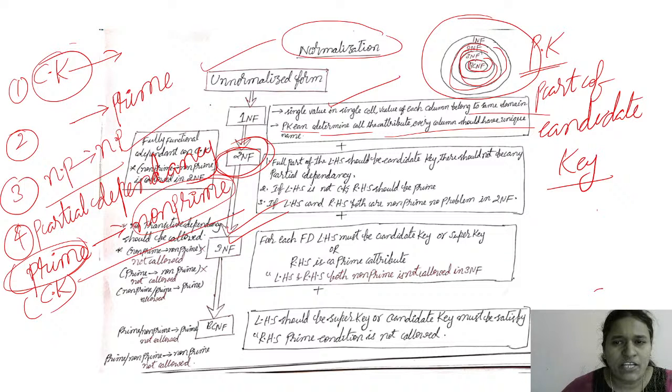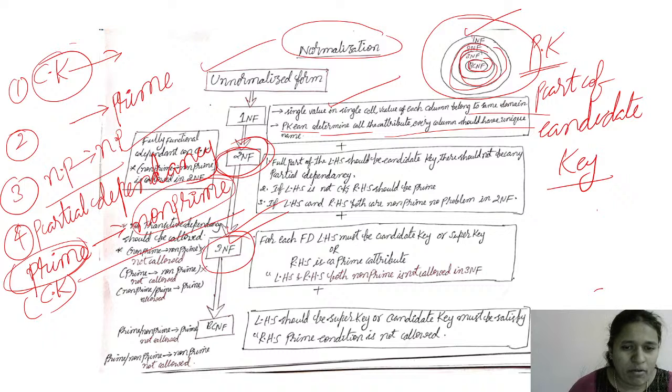Okay, yes. If a relation is in BCNF, that means it will be in 3NF, right? If it is in 3NF, it will be in 1NF. If a relation is in 2NF, it will be in first normal form. Okay friends, this is the diagram you have to remember. Okay, next, third normal form.